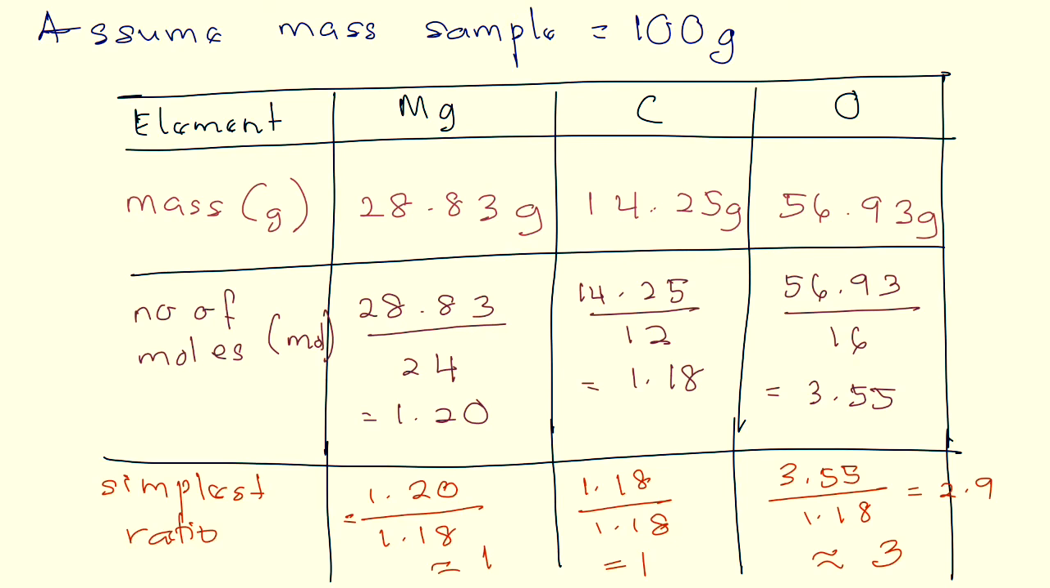The next step is to find the simplest ratio. How to find the simplest ratio? Between the numbers of mole, which are 1.2, 1.18 and 3.55, the smallest one is 1.18. So, I will divide the number of mole for each element by the smallest number of mole. For magnesium, the ratio is 1. Carbon is 1 also. And for oxygen, you will get 2.9, which is approximately 3.